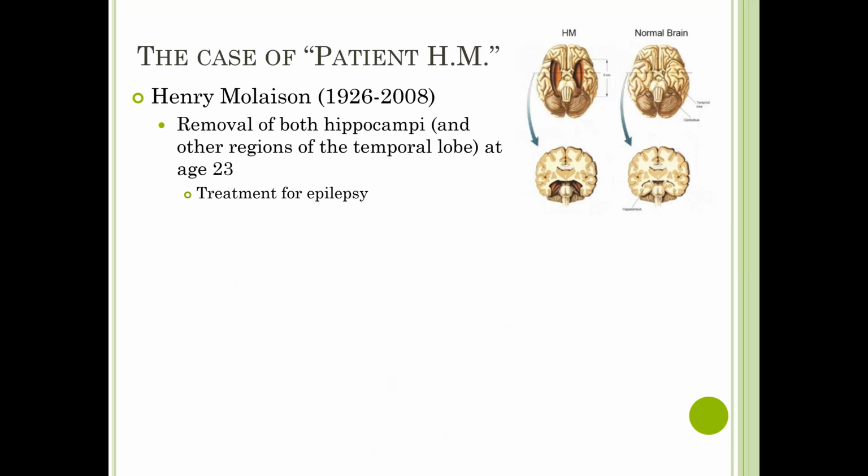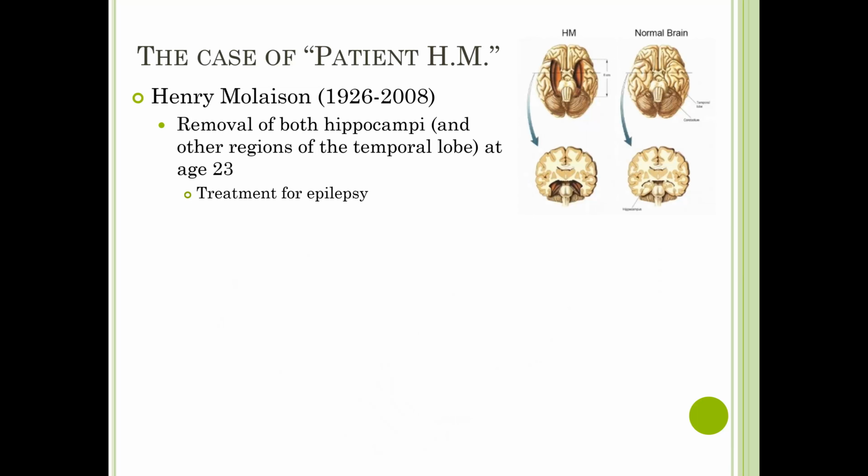He had the removal of both of his hippocampi and other regions of his temporal lobe when he was only 23 years old. So you can see from this image over here, pretty much this entire lower section of his temporal lobe and where the hippocampus is was removed. And you can see here on the cross section how much was actually removed. And this was done as a treatment for epilepsy. He had very severe epilepsy.